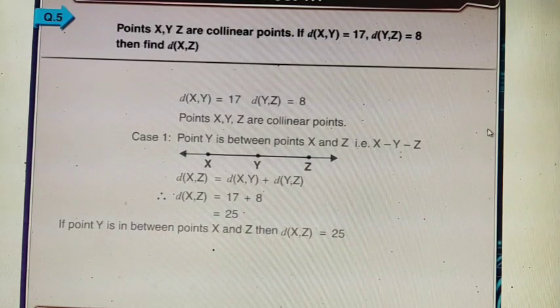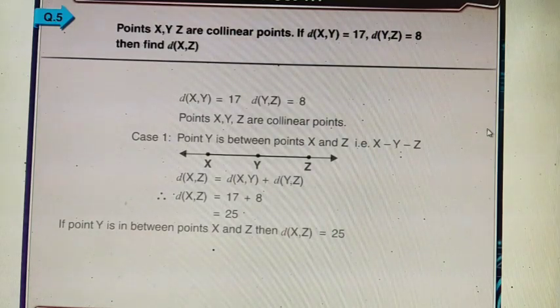Question number 5. Points X, Y, Z are collinear points. If distance XY is equal to 17 and distance YZ is equal to 8, then find distance XZ. They are given, and points X, Y, Z are collinear. Case 1. Point Y is between point X and Z, that is XYZ. You can see the figure, Y lies between X and Z.